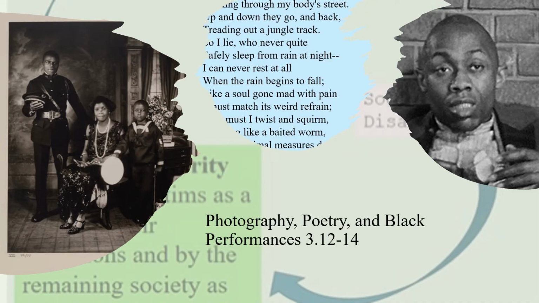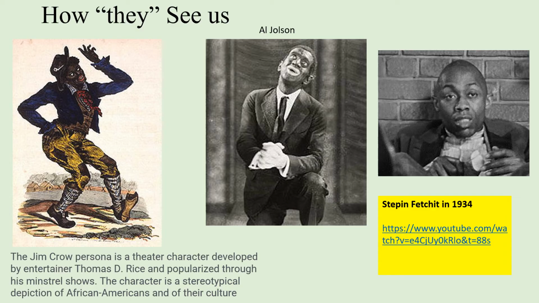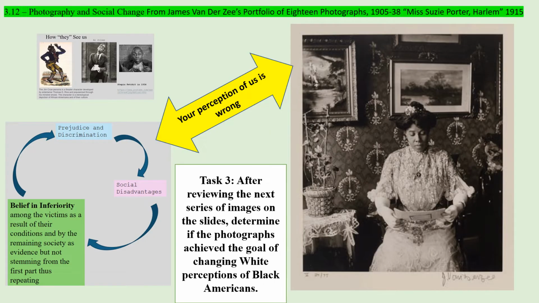Then we transitioned to photography and poetry, where we looked at primarily the work of James Van Der Zee and how he wanted to portray a positive image of African Americans. Here we see Black Americans being portrayed by white actors, being viewed in some pretty nasty racist caricatures, Jim Crow, the work of Stepin Fetchit, which possibly may be an example of somebody portraying a black actor in a negative light. And this section is all about challenging that particular viewpoint.